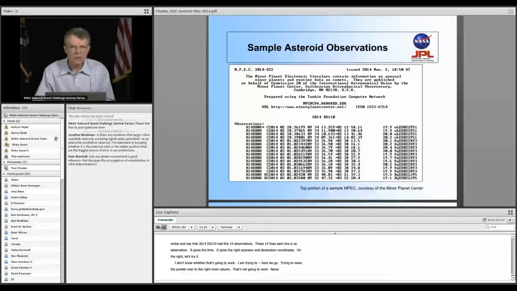The rightmost column in the top right, you'll see F51. That means this was a Pan-STARRS discovery. The star, by the way, in the leftmost column indicates that's a discovery observation. So this was a Pan-STARRS discovery. We have about 14 observations.